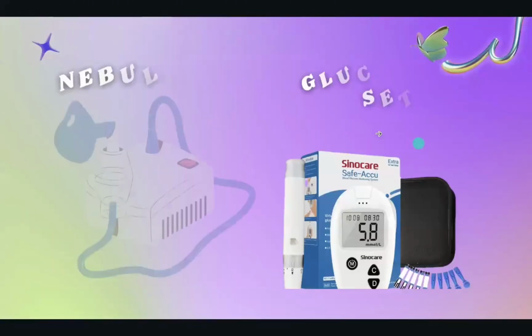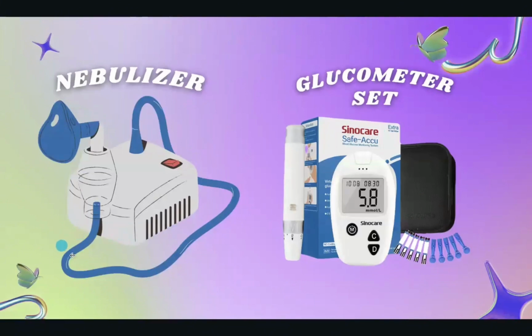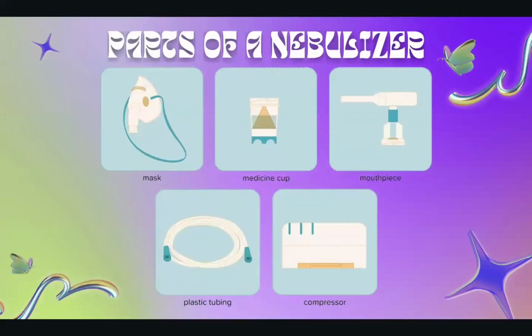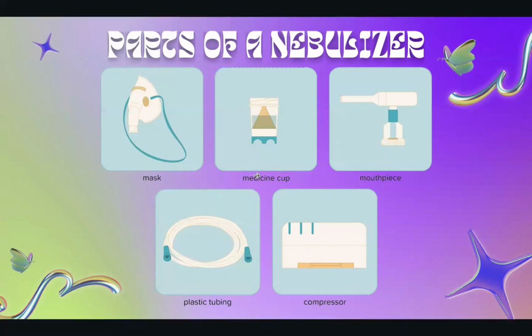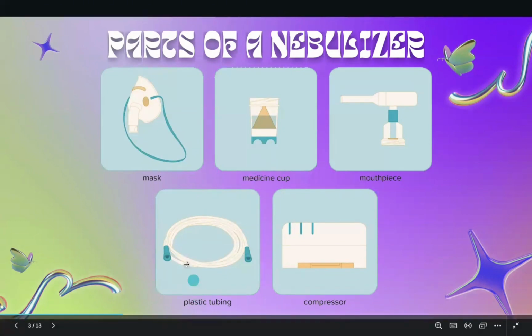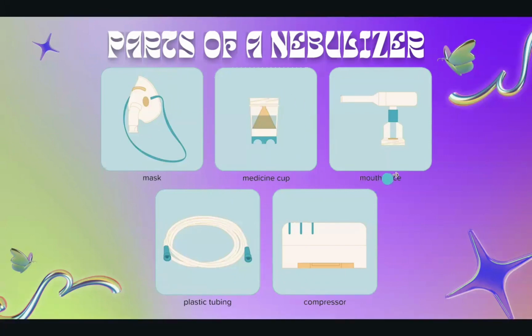To start, we have the nebulizer. A nebulizer is a medical device that turns liquid medication into a fine mist, which can then be inhaled into the lungs. It typically consists of an air compressor, which provides compressed air, a nebulizer or medicine cup, which converts liquid medication into a mist, plastic tubing, which transfers the mist from the medicine cup to the mouthpiece or mask, and the mask or the mouthpiece, which allows the patient to inhale the medication.